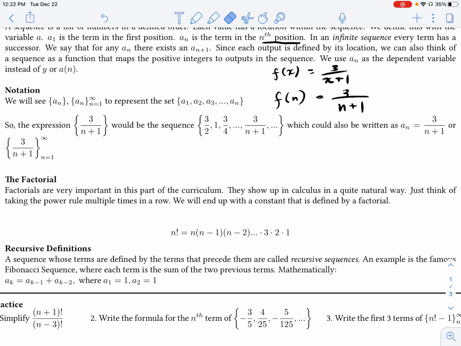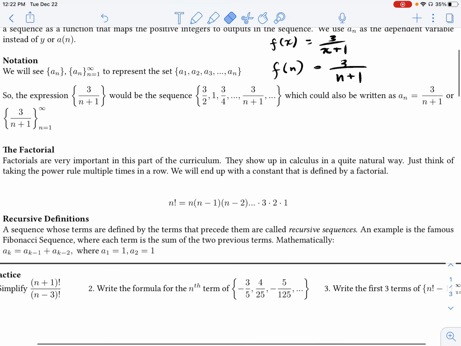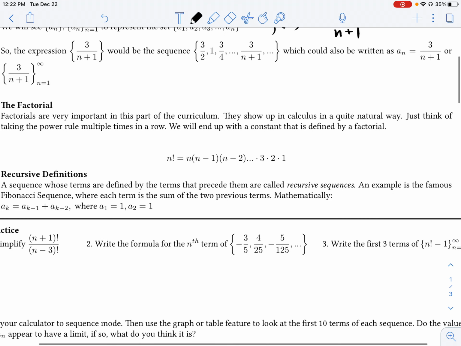So now that we have that, one other thing that we also need to discuss is the idea of factorials. Factorials are a really important part of the curriculum, and they're going to show up in calculus in a number of ways, really kind of just organically, which are kind of cool, but we'll get there. But the idea of factorials really just being the idea of taking the power rule multiple times in a row. So n factorial would be that value n times its previous number, n minus 1, times that previous number, n minus 2, and so on until you get all the way down to 1.